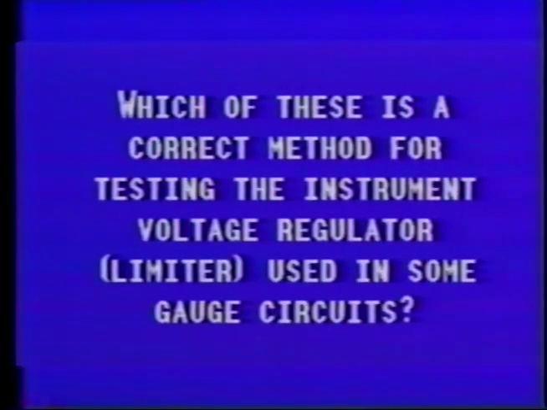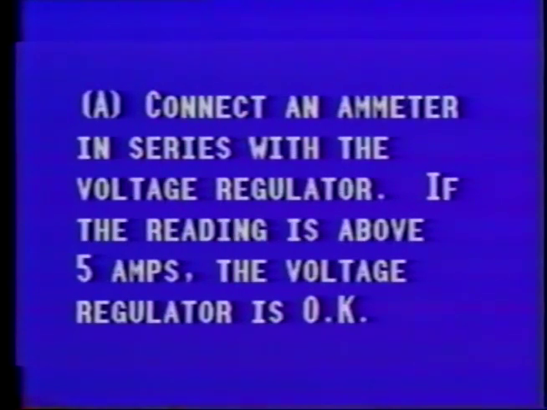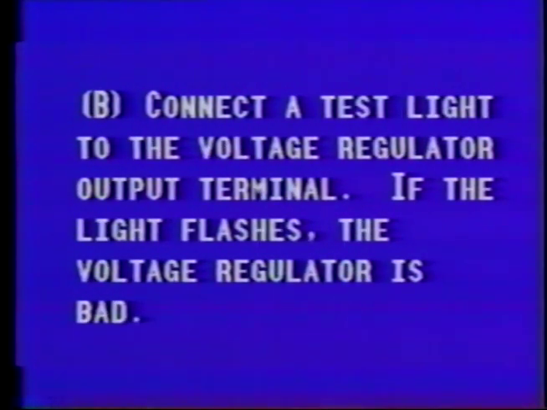Which of these is a correct method for testing the instrument voltage regulator, the limiter used in some gauge circuits? A. Connect an ammeter in series with the voltage regulator. If the reading is above 5 amps, the voltage regulator is okay. B. Connect a test light to the voltage regulator output terminal. If the light flashes, the voltage regulator is bad.